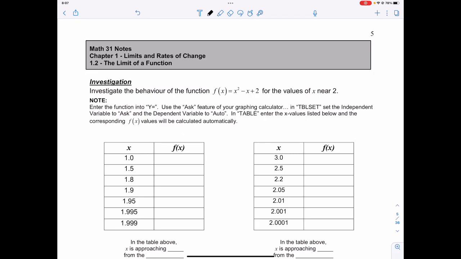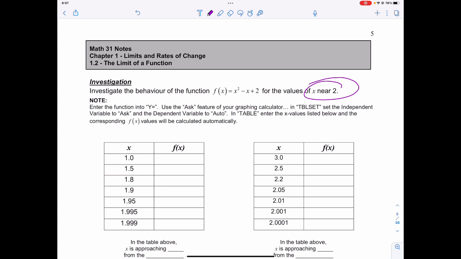All right, let's take a look at lesson 1.2, the limit of a function. So we're going to start off with this investigation, taking a look at the behavior of the function f of x equals x squared minus x plus 2 for the values of x near 2.